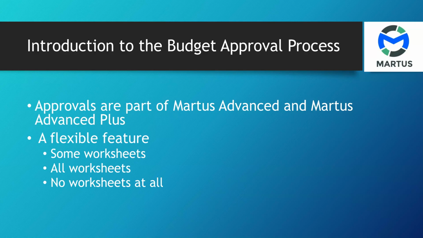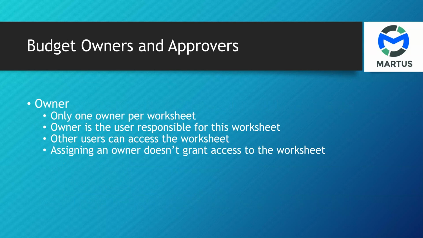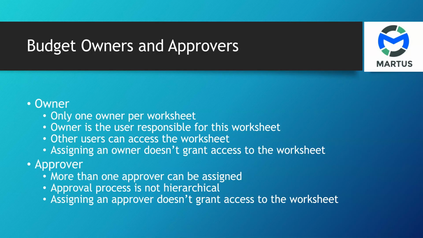You can choose whether to use approvals on some worksheets, all worksheets, or no worksheets at all. The first step in using this feature is to assign owners and approvers to your budget worksheets. Admin users do this on the Planner Worksheets screen. Assigning an owner is a way of assigning responsibility for completing the worksheet. Multiple approvers can be assigned.